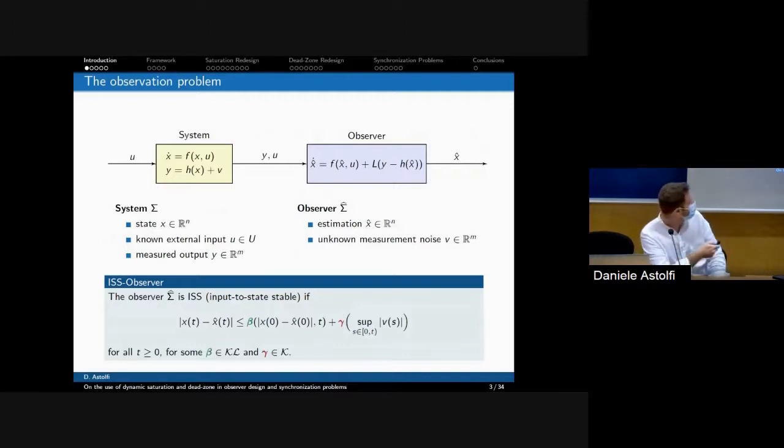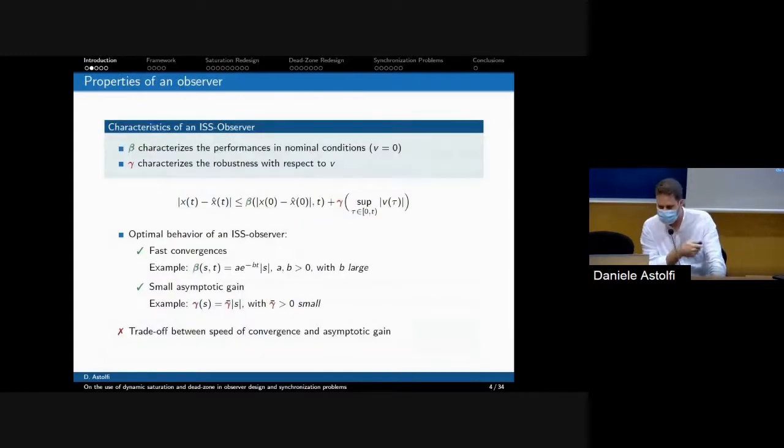So this means that if there is no measurement noise, this observer is asymptotically convergent because this term is vanishing asymptotically. So we recover exactly the true value of x. And if there is some measurement noise, asymptotically, we forget the fact that we have an initial condition which is bad, and asymptotically, what we recover is just some boundedness properties depending on the measurement noise. So, of course, as I was saying, the function beta characterizes the performances in nominal condition, and gamma characterizes the robustness with respect to measurement noise.